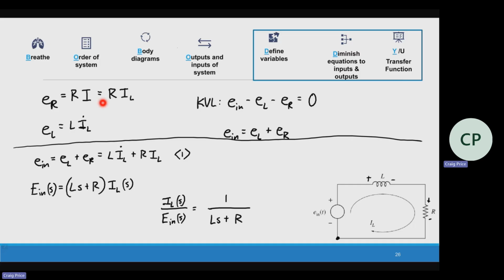Now again, this is one way to do it. We're still going to follow Bode. When it comes to the transfer function, there is a second option we'll talk about next class called impedance, where you can look at the circuit a little bit differently to be able to solve for it.